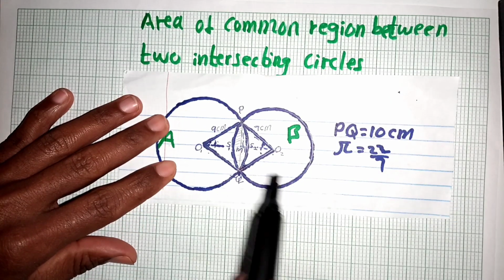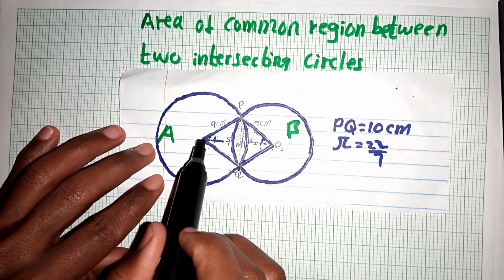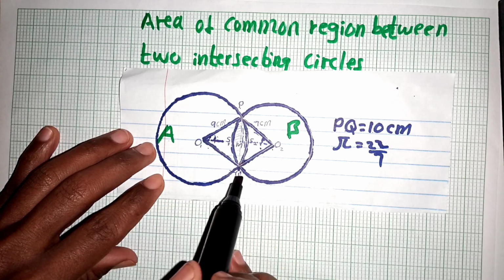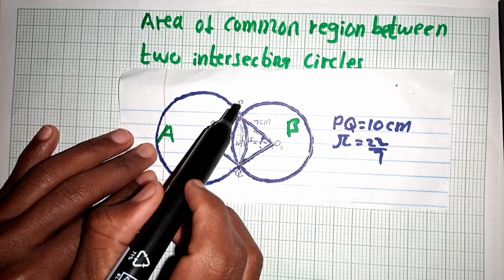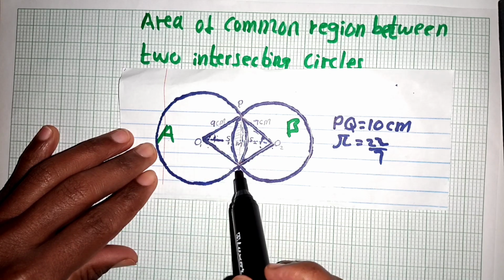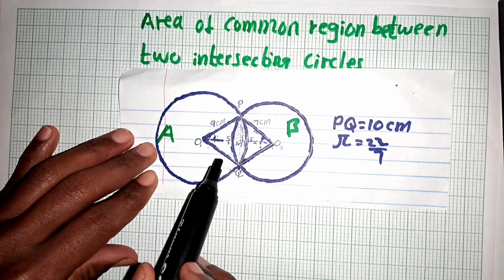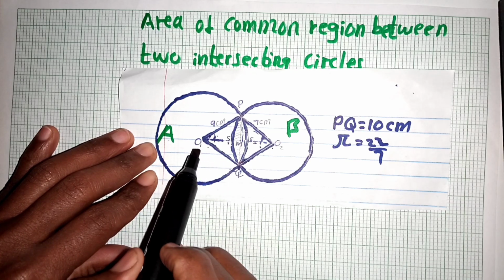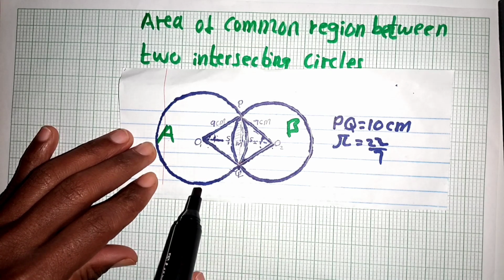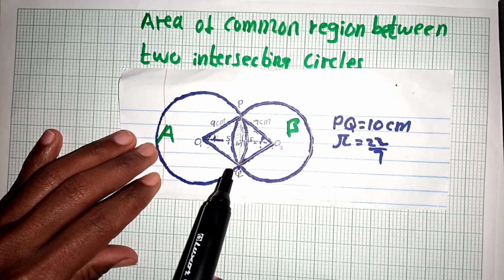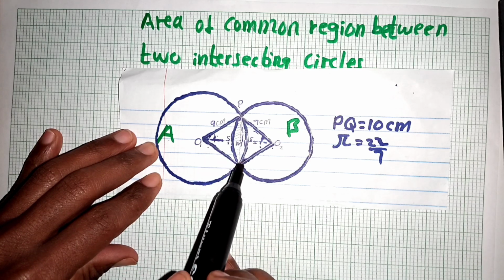We arrive at the areas of these segments by first considering the areas of these sectors. This is sector O1 P S2 Q. Inside this sector, we have a triangle O1 PQ. Their difference gives the area of segment P S2 Q.